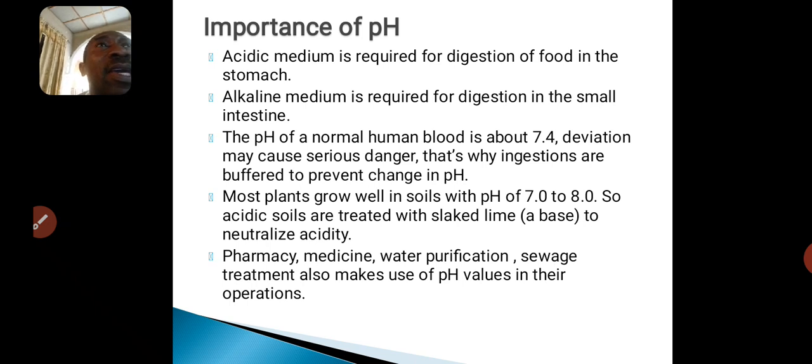For example, maybe a particular farmland is close to the industry where chemicals like SO2 are given off. So when there is rain, it will react with the SO2 to form acid, and that can make the particular soil acidic, which will not be very good for planting. So we need to neutralize it. Then pharmacy, medicine, water purification, sewage treatment also make use of pH value in their operations. So we need to know all of this.